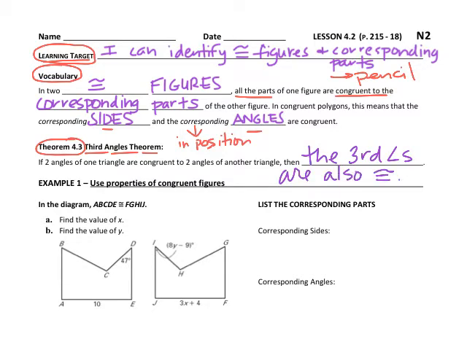Okay, that's a congruent symbol. Let's just say we have two triangles and one angle is congruent, and then we have a second angle congruent, then obviously the third one also has to be the same angle measure because all triangles have to add up to 180 degrees. All right, let's see what they want us to do here in example number 1.